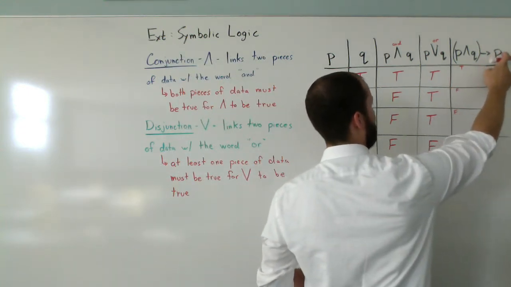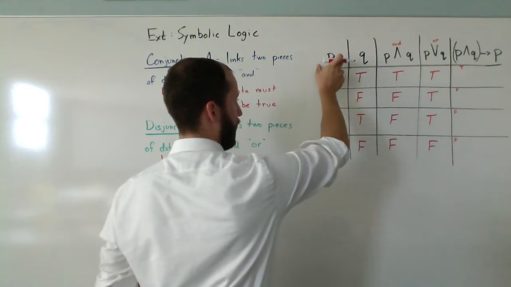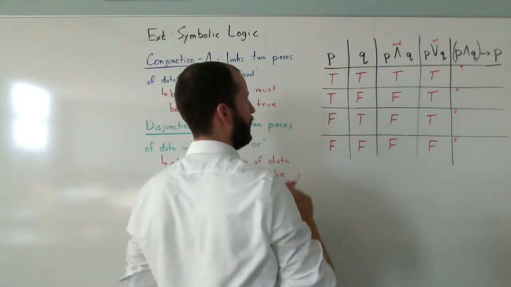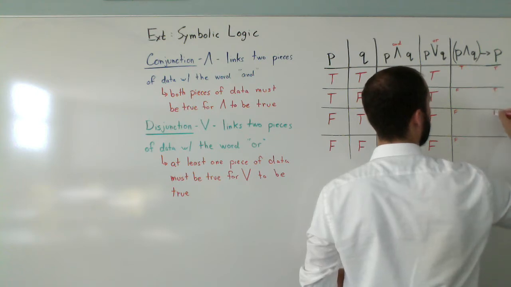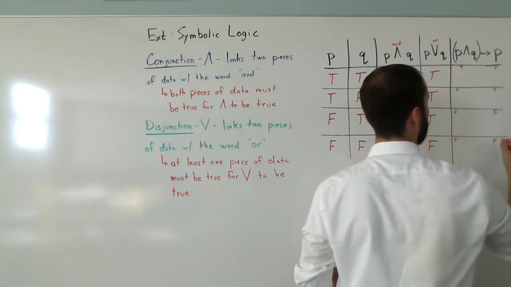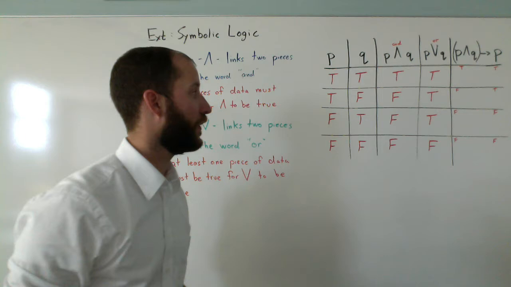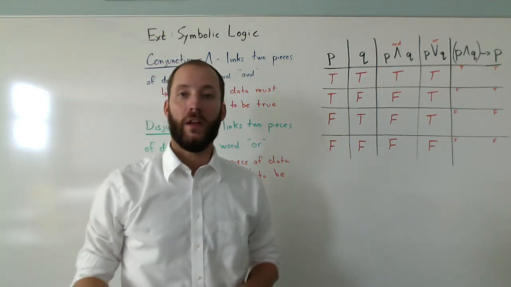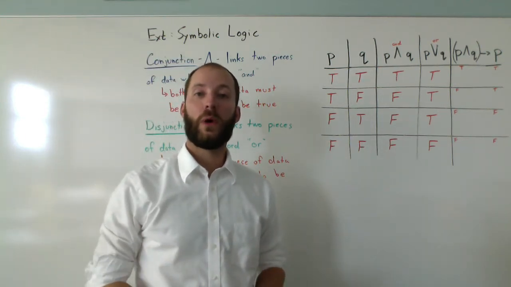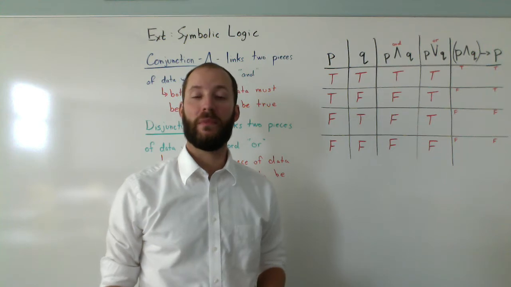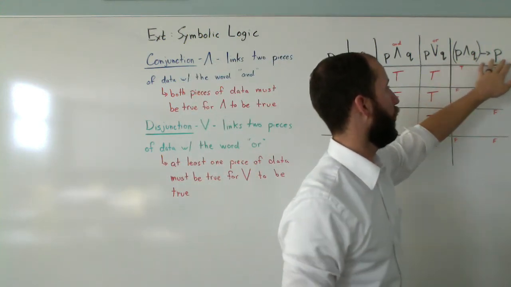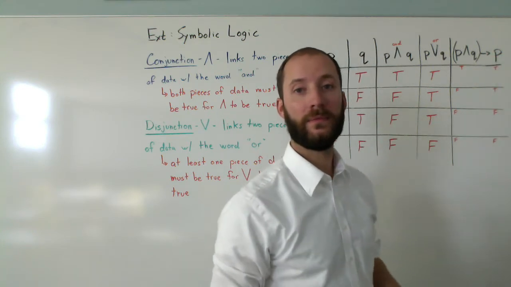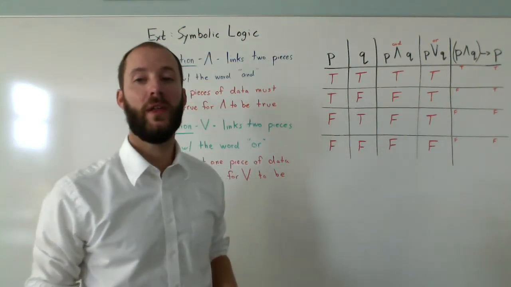Now our second piece of data, P, we're going to copy down the truth values from the P column. So half true, half false. So now, overall, what we're evaluating is a conditional statement. If P and Q, then P.